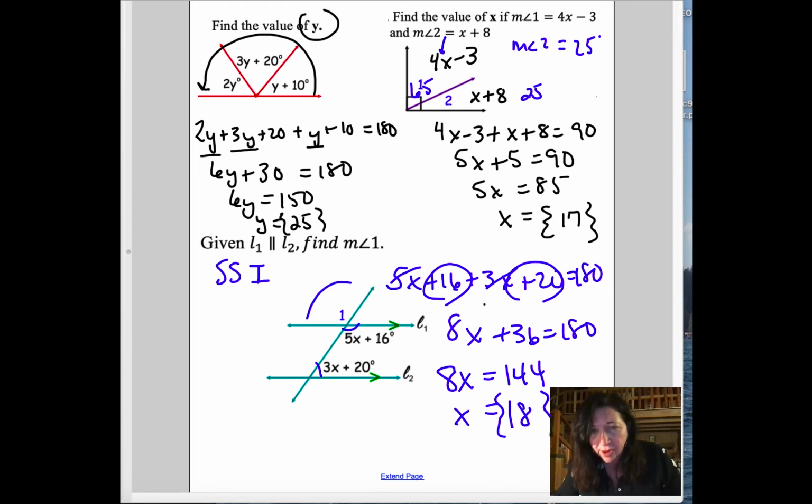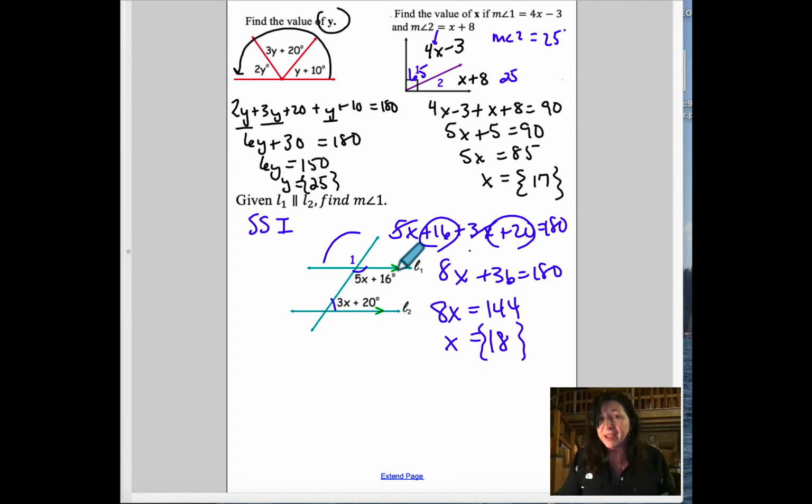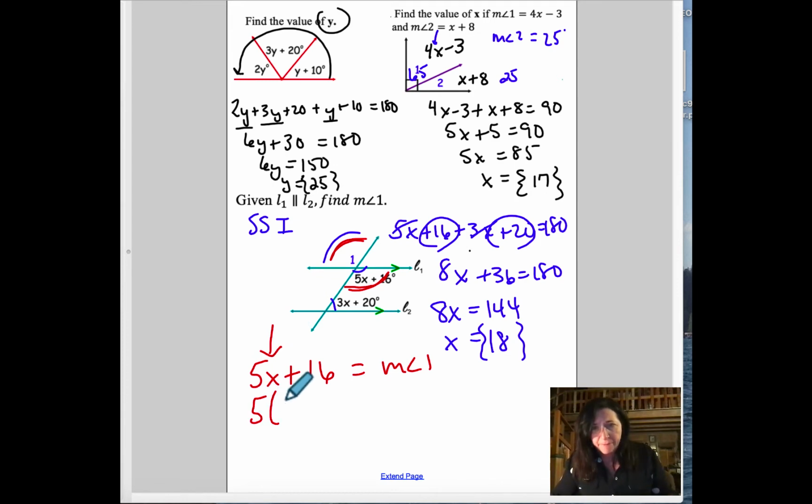So we found x, which is not the angle, and it's not my answer, right? But I do remember that angle 1 and 5x plus 16 are what we call vertical angles, right? Which means that they're congruent. So I can say 5x plus 16 is the same value as angle 1. But what I want to know is what's that value, because that's going to equal the measure of angle 1. I need to plug in 18 in here. So 5 times 18 plus 16 is going to be the measure of angle 1.